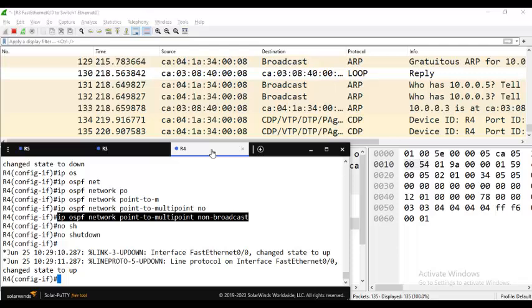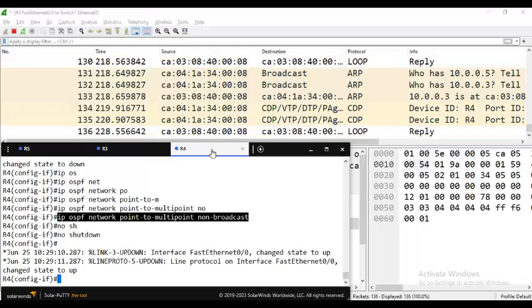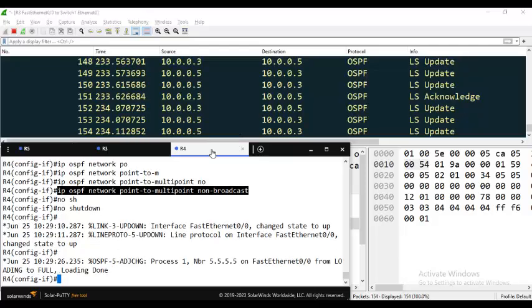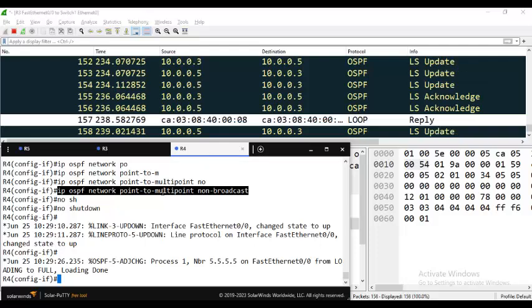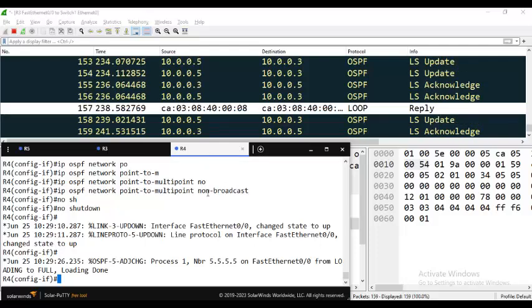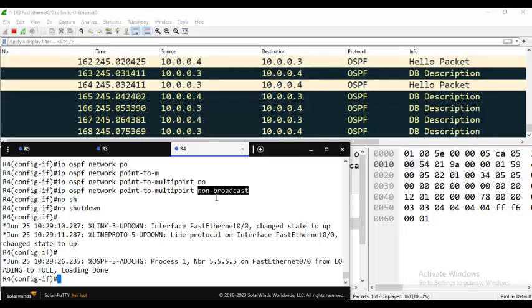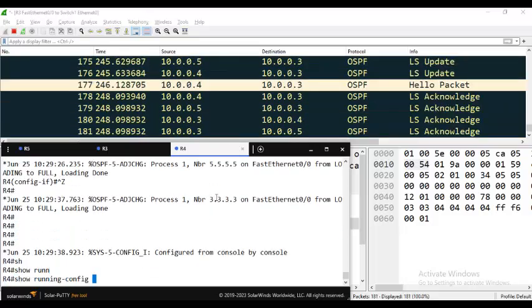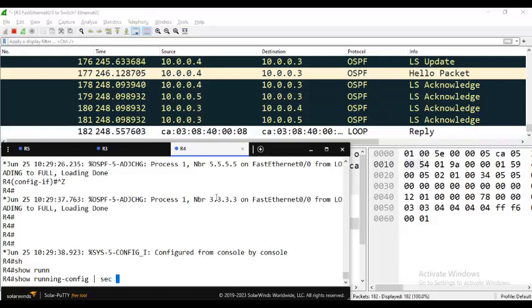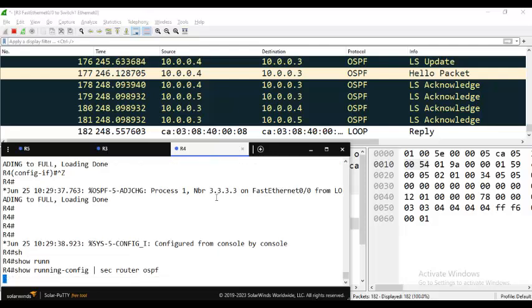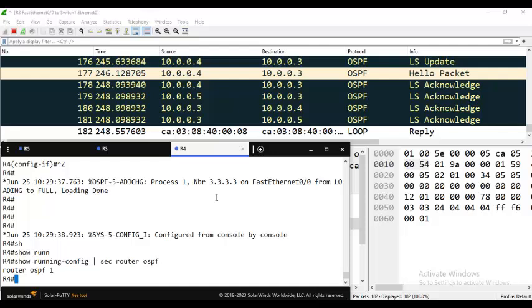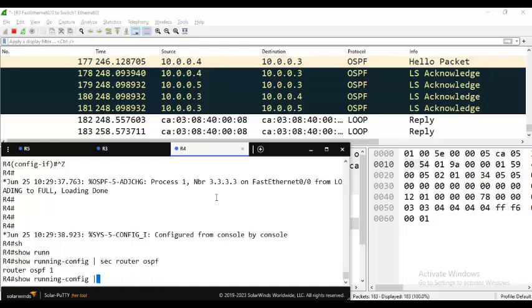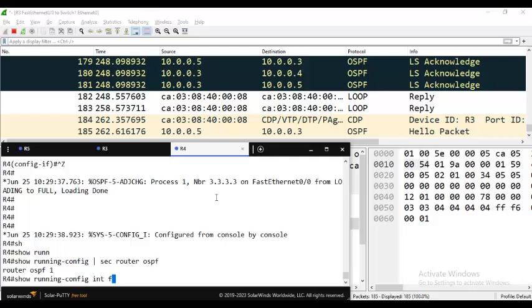Show run section router OSPF. Okay, looks good. Show run interface F0/0. Okay, this is also looking good. Point to multipoint non-broadcast. Let me put this same command on other routers. Okay, correct.